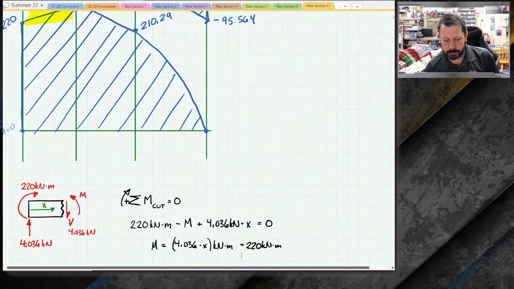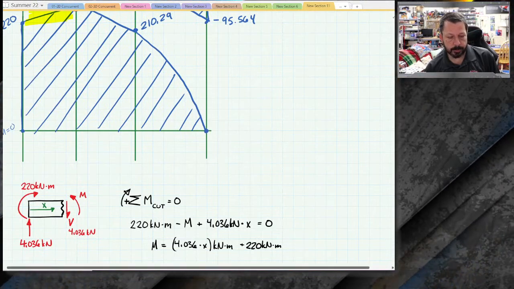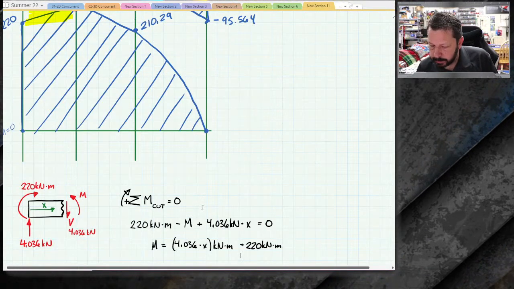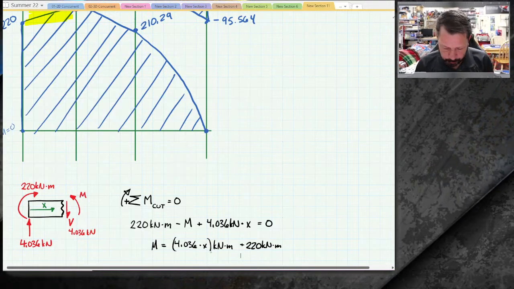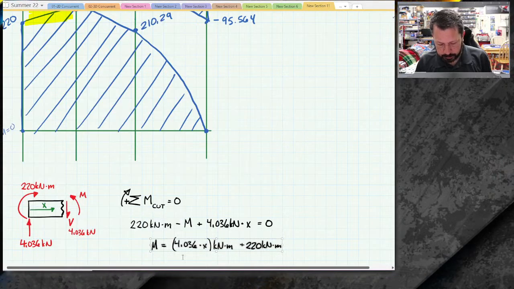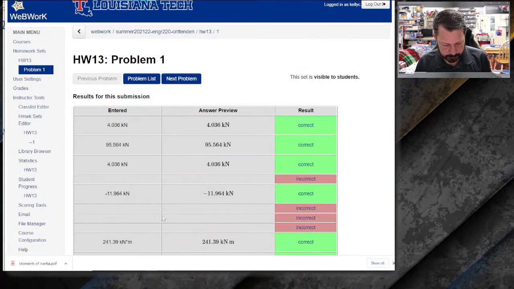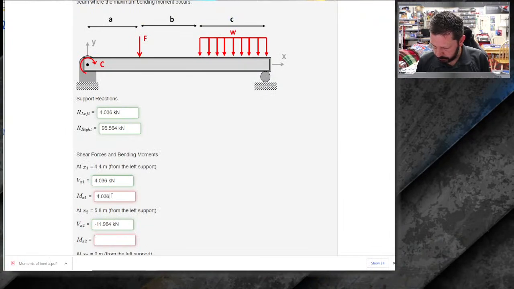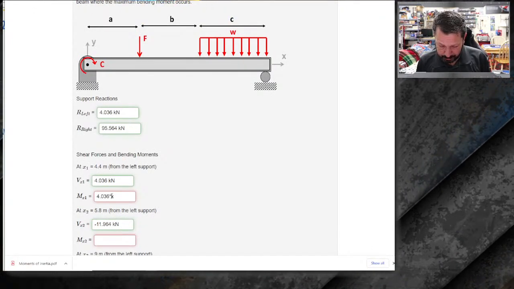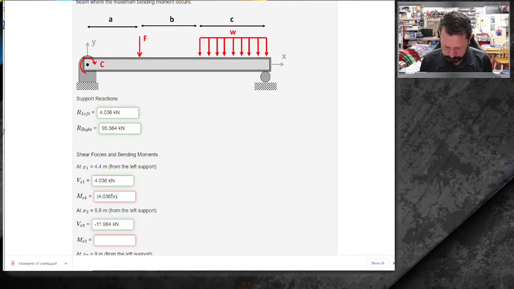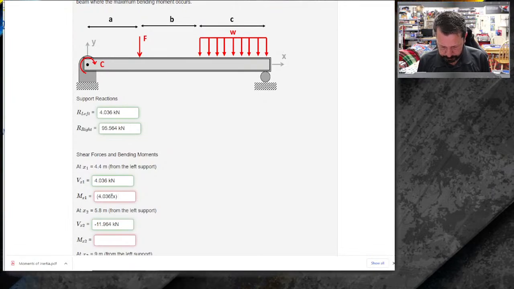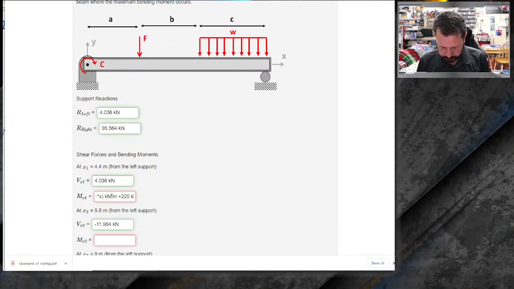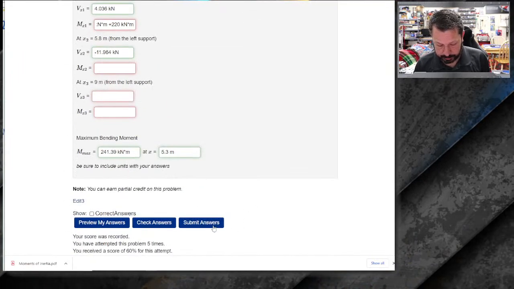And b is the y-intercept. That's what moves us up to 220. So we need to just put this equation in. I'll answer that question in a second. Let me finish this and then I'll talk about how I got to the 241. So hopefully it will like this: 4.036 times x. I'm going to use parentheses. I never really know how WebWork wants this to happen, but we'll do it this way. Plus 220. We'll see if it likes that.